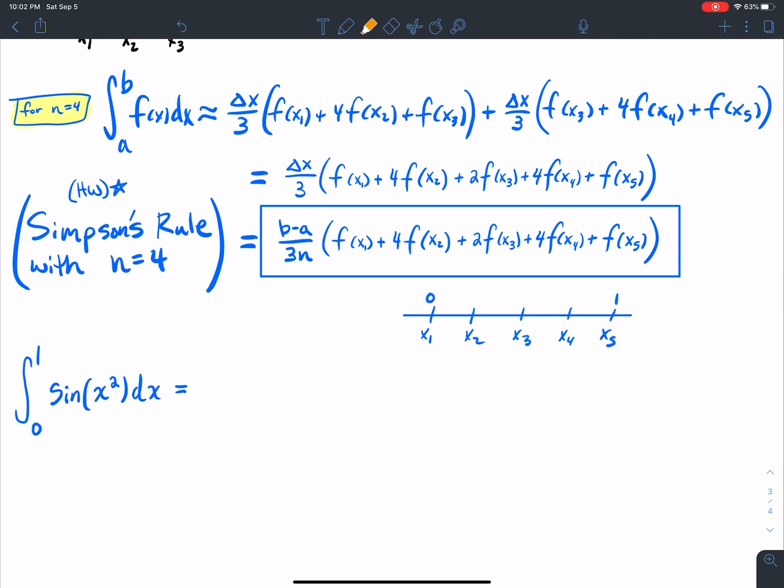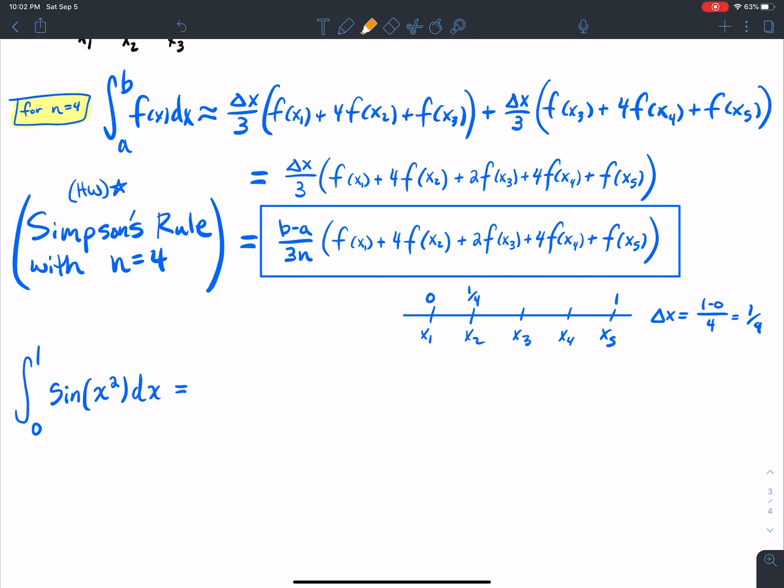So that means I need 5 x's: x1, x2, x3, x4, x5. Why do I need 5? Because I need n equal to 4 subintervals. So once I divide it up on my number line, I've got to figure out what those values are. To do that, I need to know what the delta x width is. And to do that, I do b minus a, so 1 minus 0, divided by how many there are: 1, 2, 3, 4 subintervals. b minus a divided by n, that's a formula. So 1/4 is my delta x.